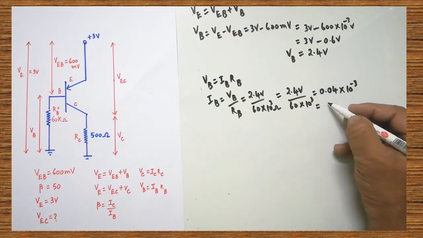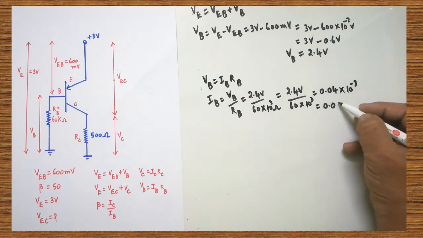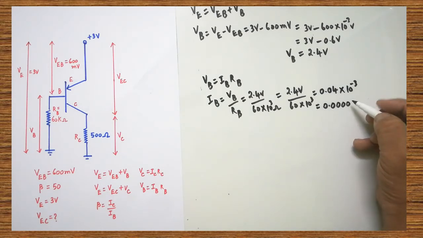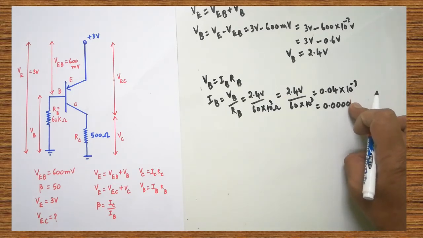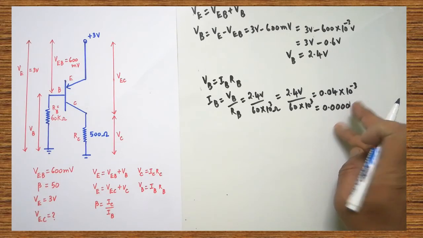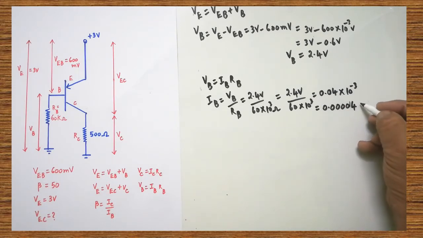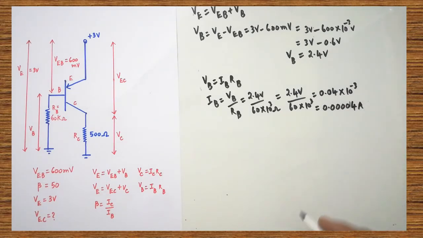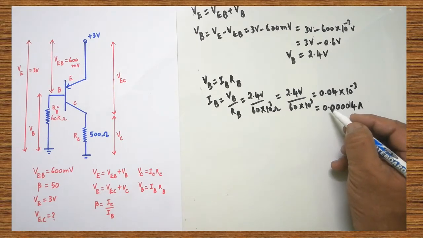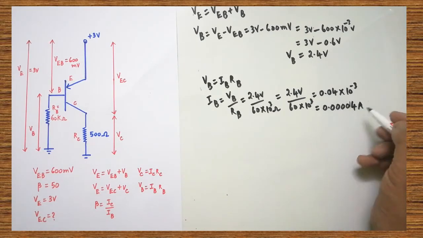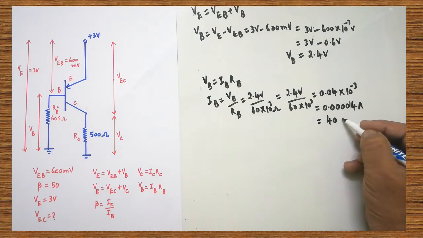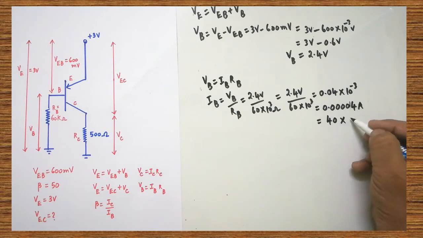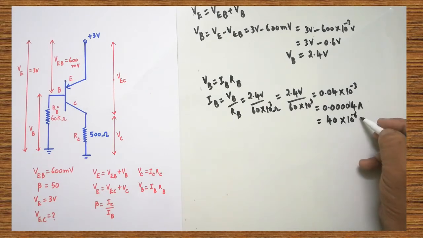So after simplification, the answer becomes 0.00004 ampere. Are you clear? Understood? Now this decimal point is to be displaced. After displacing this, what will happen? You will get the answer as 40 into 10 to the power of minus 6 ampere.